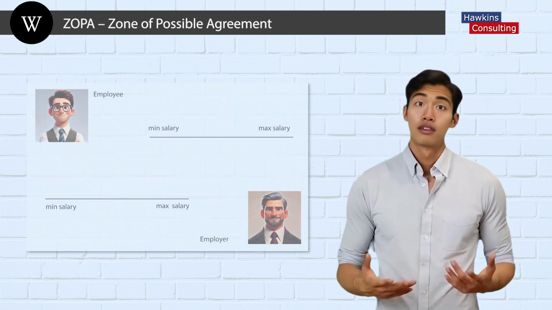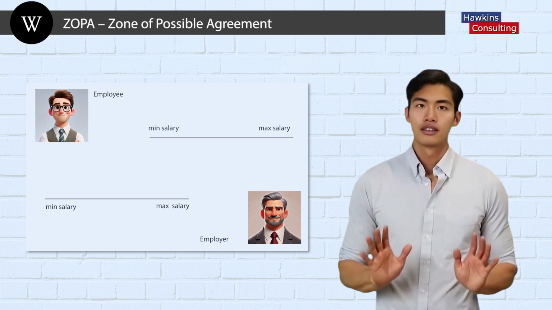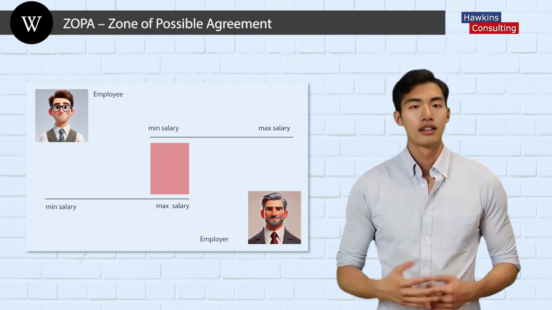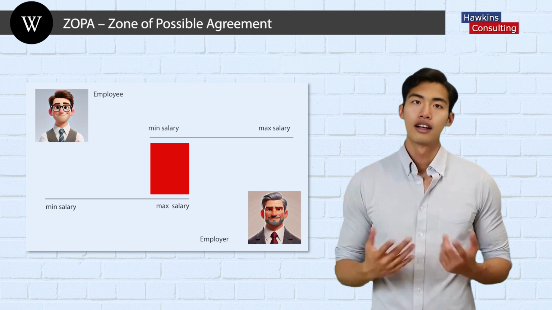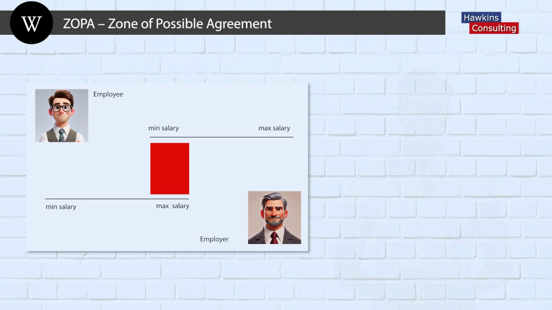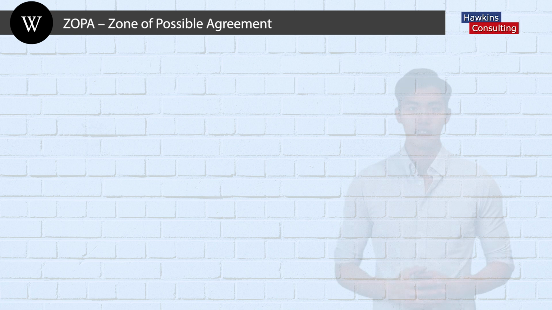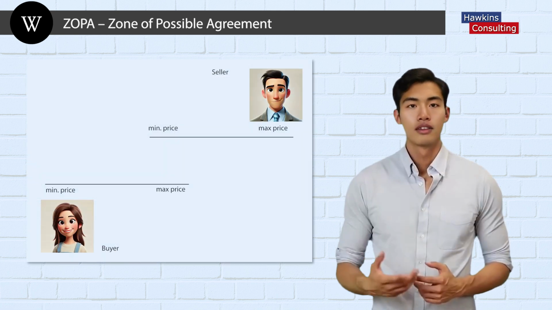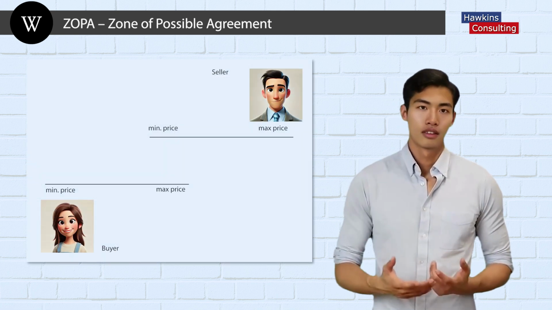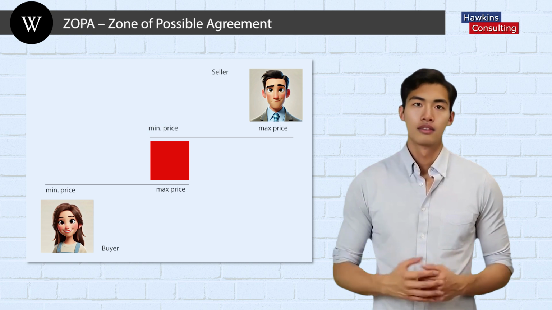For example, if you're negotiating a salary, your ZOPA is the range between the minimum salary you'll accept and the maximum salary the employer is willing to pay. If you're a seller negotiating a price, your ZOPA is between the lowest price you're willing to accept and the highest price the buyer is willing to pay.